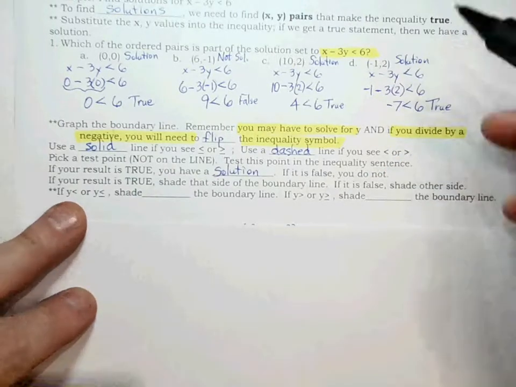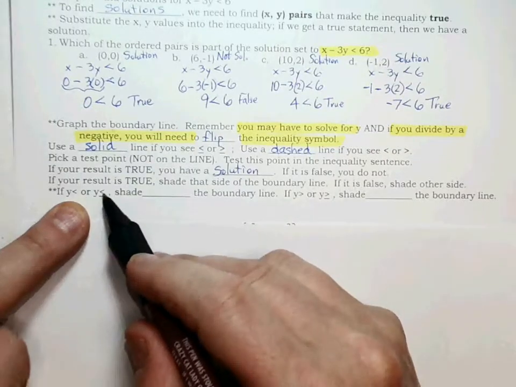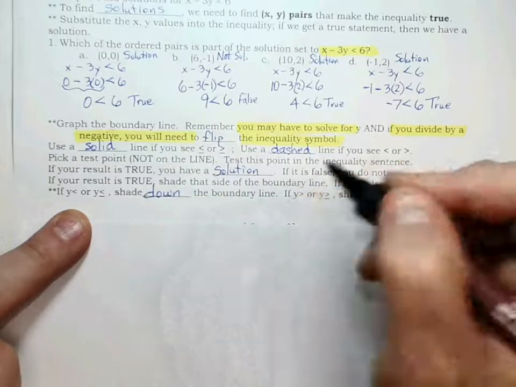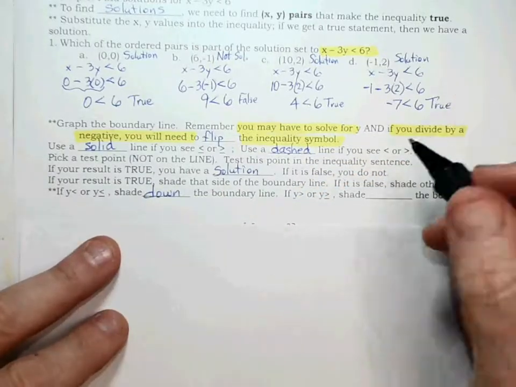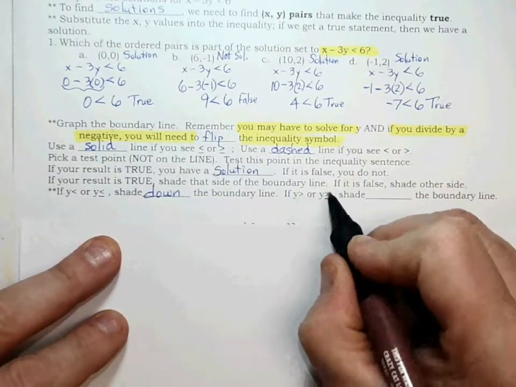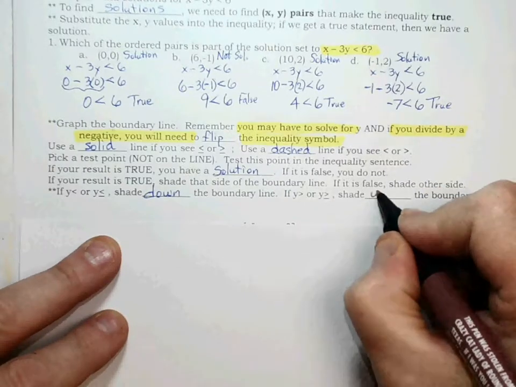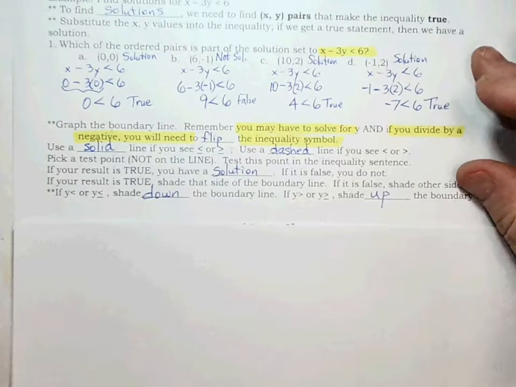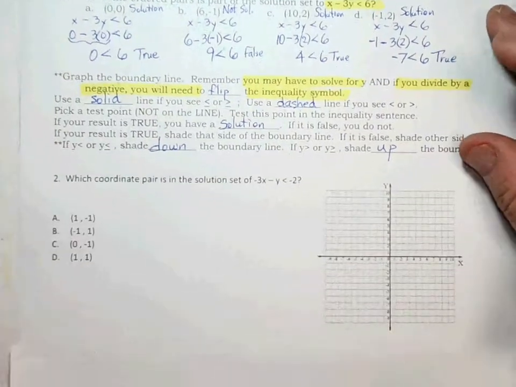Okay. So if you see less than or equal to, less than, we're going to shade down. I'll show you that in just a second. If we have greater than or equal to, we're going to shade up the boundary line. Okay? So let's take a look at this example right here.